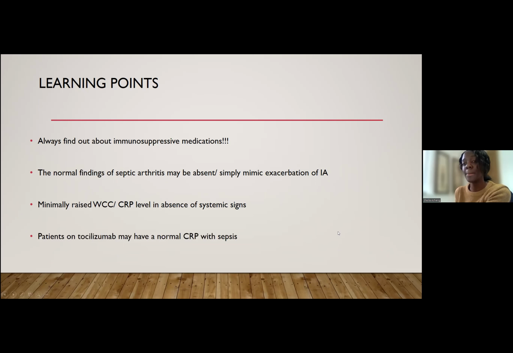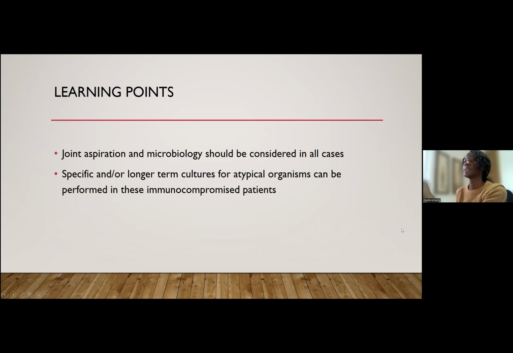So remember also patients on this medication, tocilizumab, which you've now come across having used it for COVID, they will, in some situations, have a normal CRP with sepsis because that's how the medication works, by suppressing IL-6. So the CRP might not always be raised. So you have to have a very high clinical index of suspicion for these patients on immunosuppressive treatment.